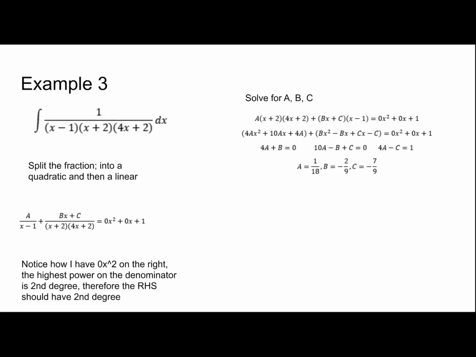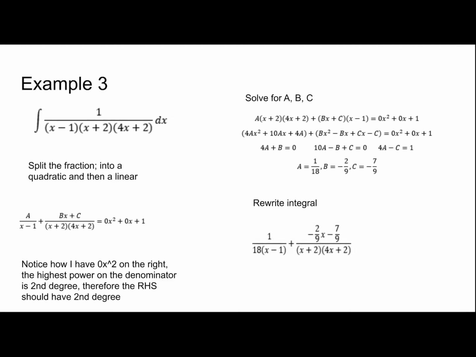10a minus b plus c equals 0. We'll have 4a minus c equals 1. And we're going to chuck that into our graphics calculator. So this will be three unknown variables. We get a equals 1 over 18, b equals negative 2 over 9, c equals negative 7 over 9. So now we're going to rewrite our integral.